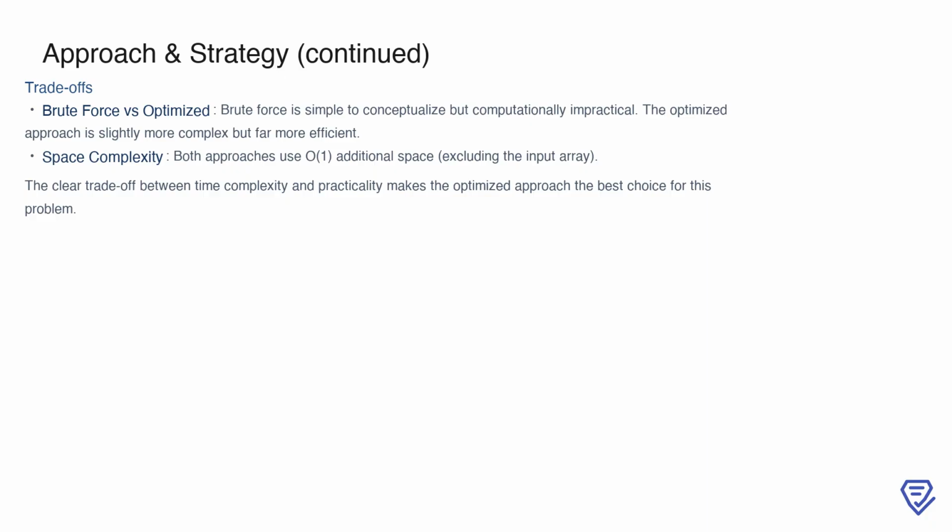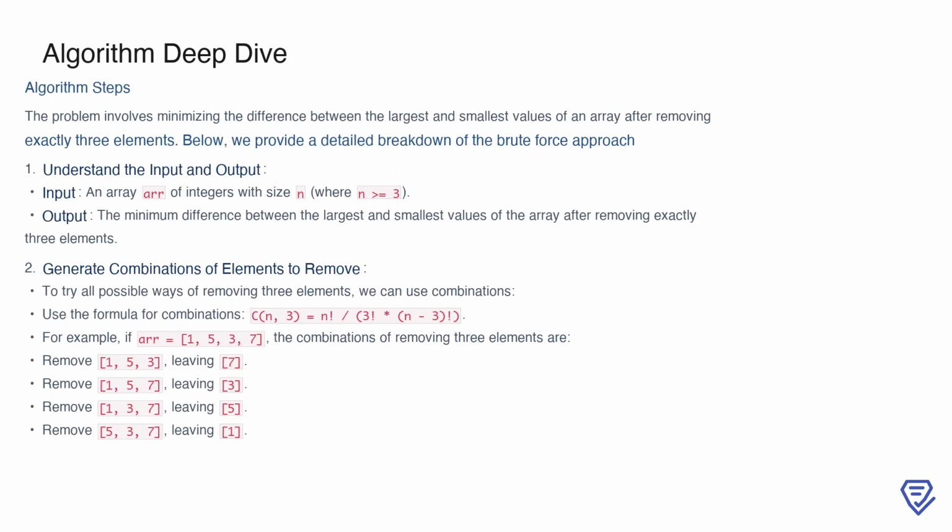Both approaches use no additional space aside from the input array, so there's no difference in space complexity. Ultimately, the optimized approach is the best choice because it balances efficiency, simplicity, and correctness, ensuring we solve the problem both accurately and practically.